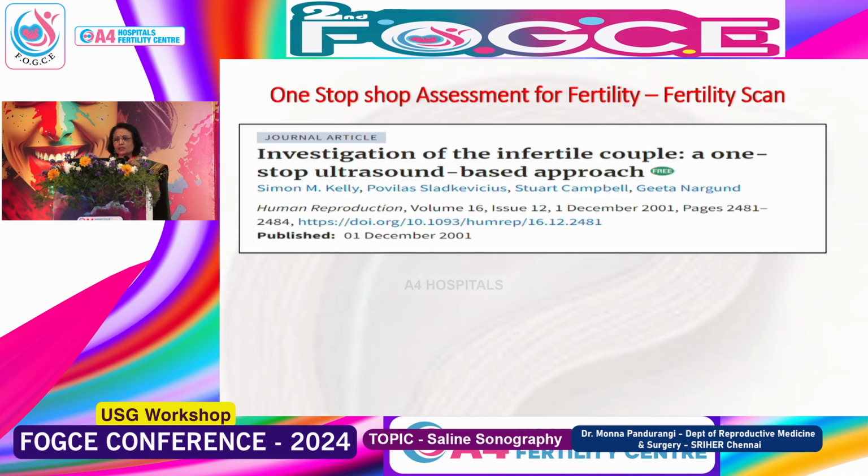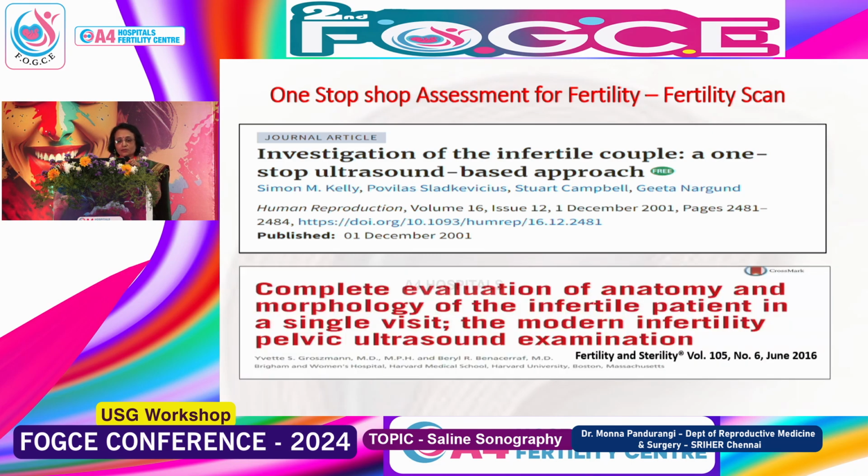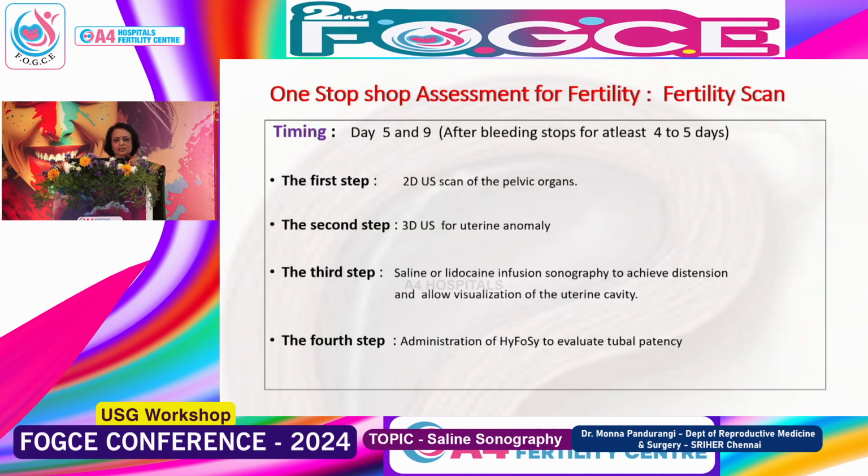So one-stop assessment was suggested by Geeta Narkund in 2001, and then it was reiterated again by Grossman in 2016. So what did they say? Between day 5 and day 9, after the bleeding stops, the first step is to do a 2D ultrasound of the pelvic organs, then do a 3D uterine anomaly scan.